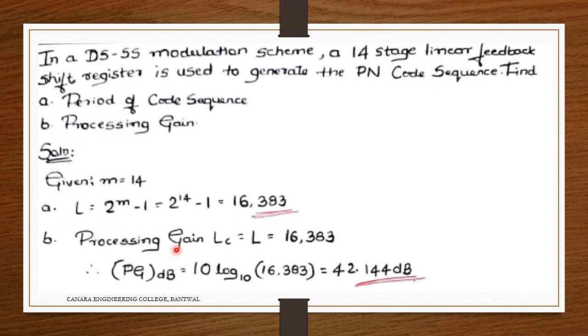Then processing gain, LC is equal to L, which is equal to 16,383. We know this one. What they have asked is to find the processing gain. So this is in terms of a normal ratio. So I'll take it in dB, that is PG in decibels, which is 10 log base 10 of 16,383, which is equal to 42.144 dB. So this is how we found it, simple.